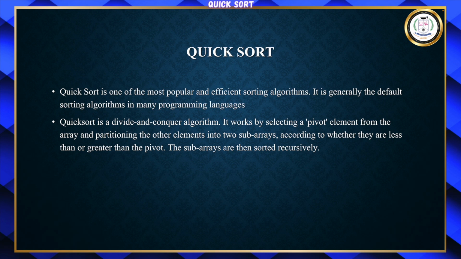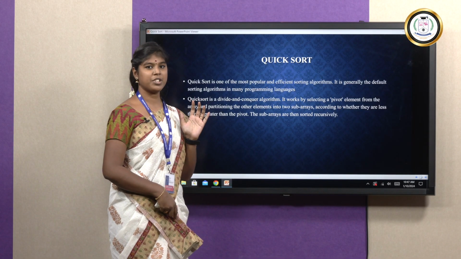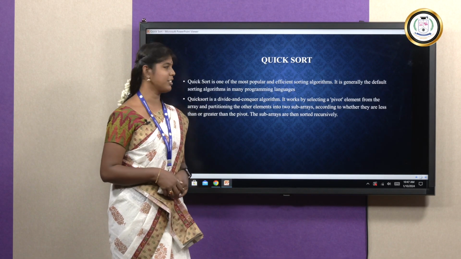In the divide and conquer approach, we have two algorithms. One is merge sort, and the other is the quick sort algorithm. First, we'll see what quick sort is. Quick sort is one of the sorting algorithms. You know what a sorting algorithm is.